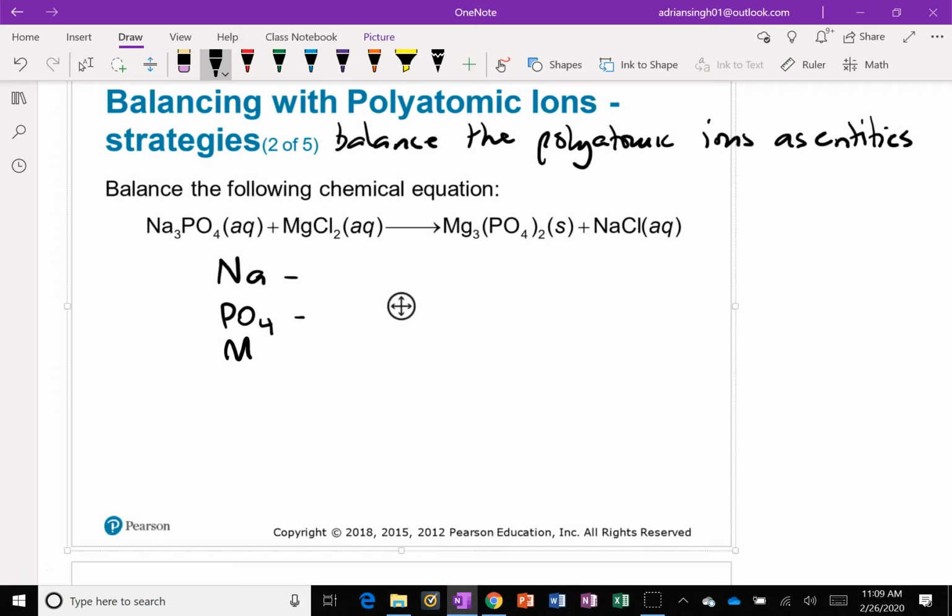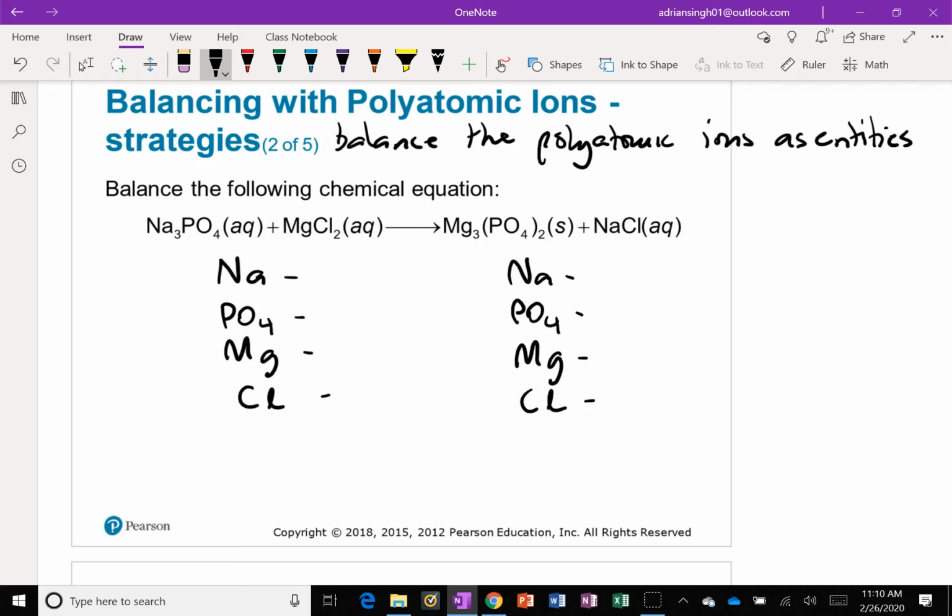And then we have magnesium, and then we have chlorine on the left side. We should have those same things on the right in order for this to work. Right? So we have our sodium on the right, we have our phosphate, we have our magnesium, and then we have our chlorine.